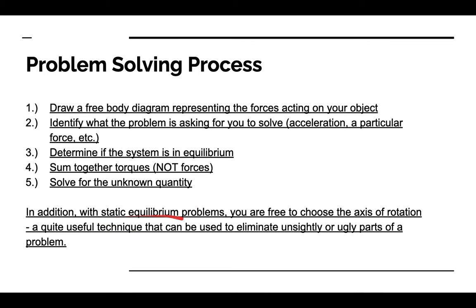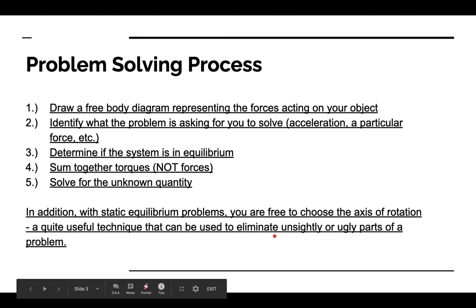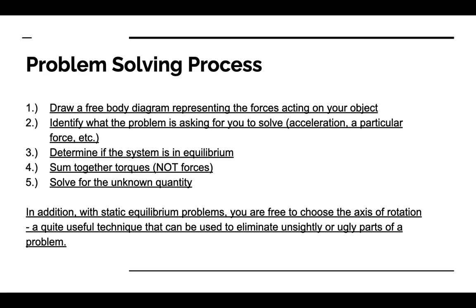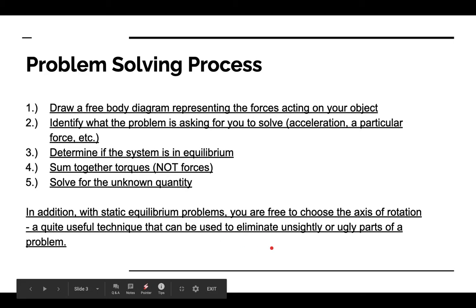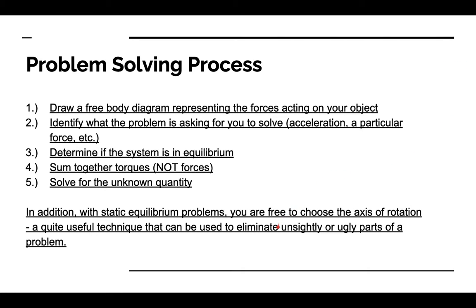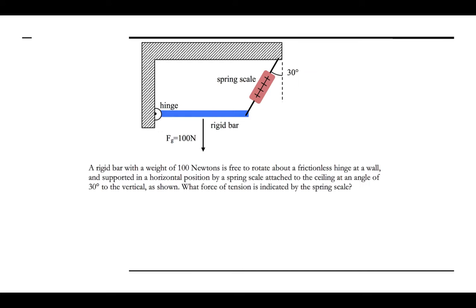So in addition, with static equilibrium problems, the nice thing is that we are free to choose the axis of rotation. Meaning we can choose where our system is going to be rotating, or would be rotating if it was not in equilibrium. And this is a very useful technique because it can be used to eliminate ugly parts of a problem, like a torque that we don't know the value of. We can use that to eliminate the torque that we don't know the value of and make the problem simpler to solve, as we'll see in the next example.